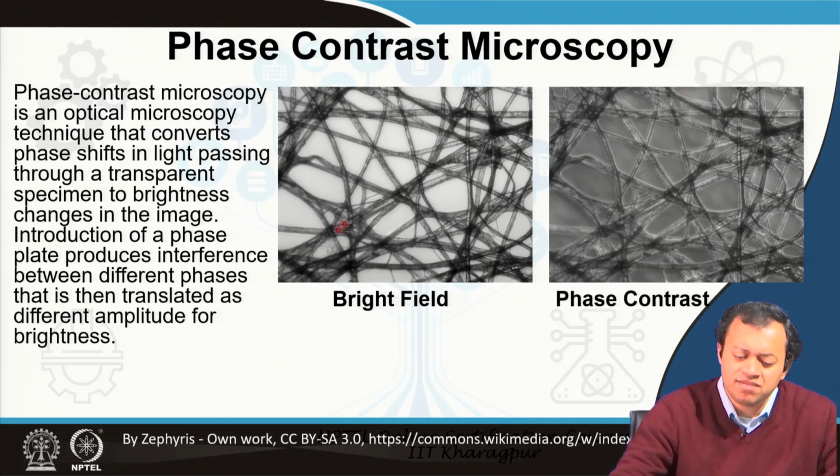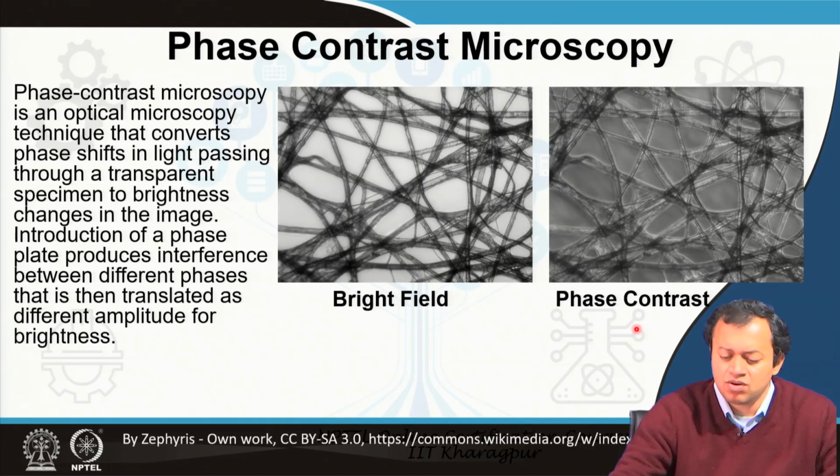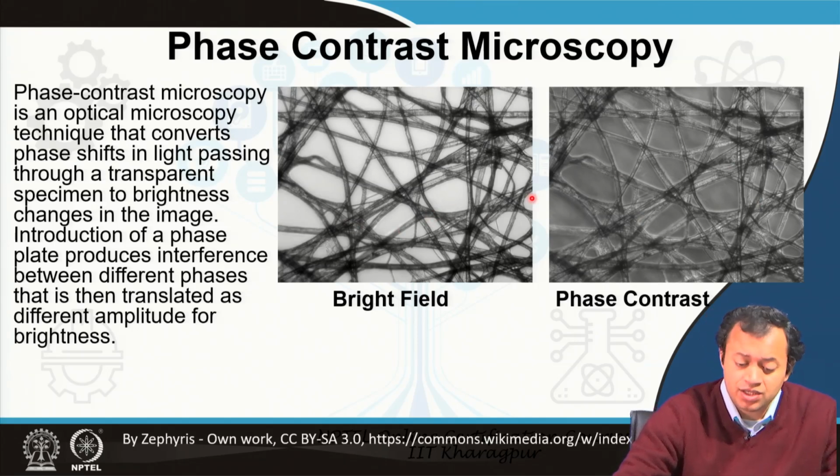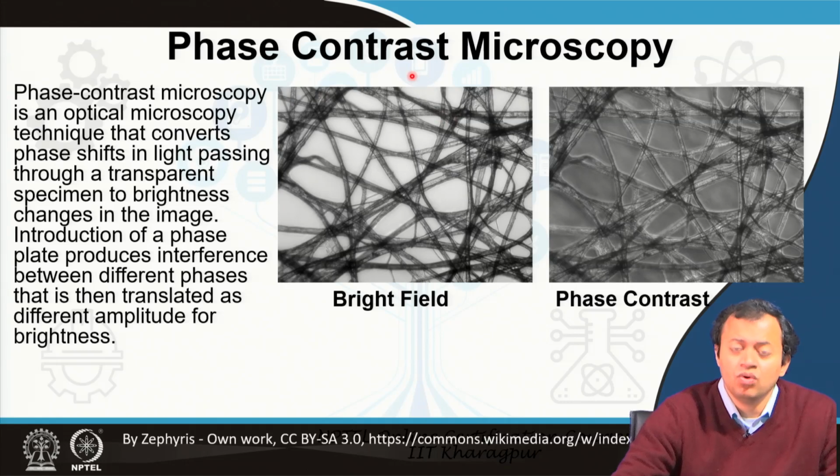This is again the same thing, the same tissue paper seen under a bright field as well as phase contrast microscopy. It depends on you what exactly you are trying to look at, and what kind of sample you have, what exactly you are trying to find, and thereby you go for all these different modes of microscopy.